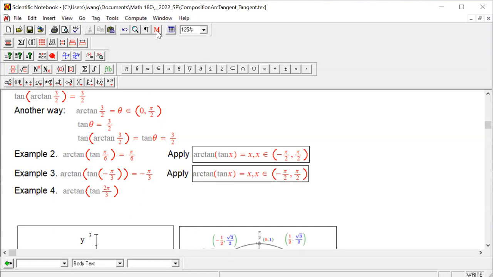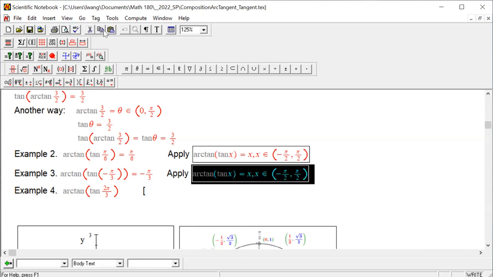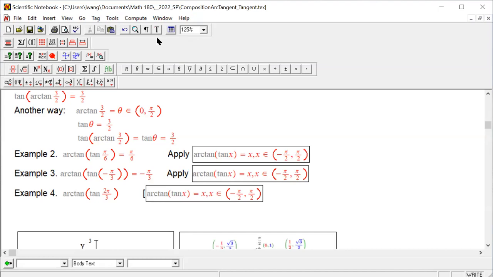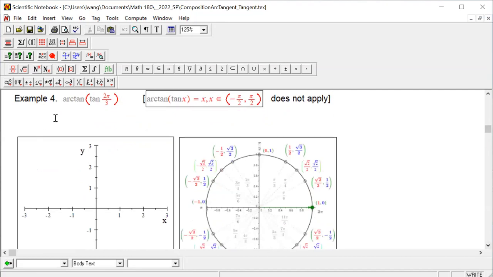You don't have to write anything, but I just want to put a note here: this shortcut does not apply. You just need to know that mentally. So what shall we do? Can we say tan 2 pi over 3 is not defined? Of course not. Tangent is not defined at odd multiples of pi over 2, and we don't have an odd multiple of pi over 2. This is 2 pi over 3.